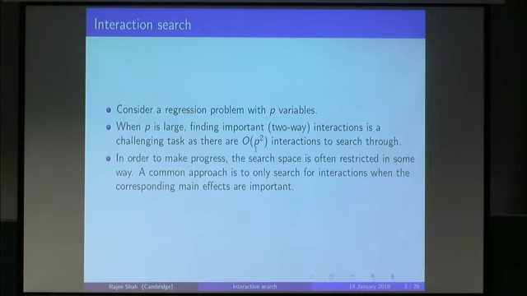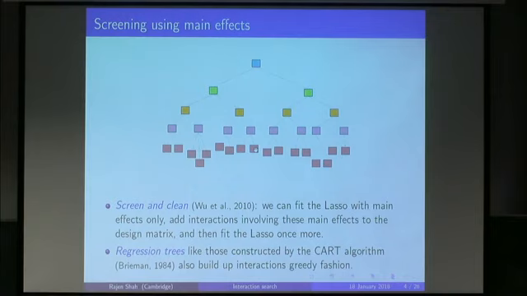So in order to make progress, what's typically done is to somehow restrict the search space. We might not have the computational power to really go and search across all of these interactions. We want to somehow prune the search space and hopefully find the important ones that way. One common approach for doing this is to first find important main effects and then just consider interactions among those main effects that have been found by the first pass. This is sometimes known as a screen and clean type approach, but there's lots of different variants.